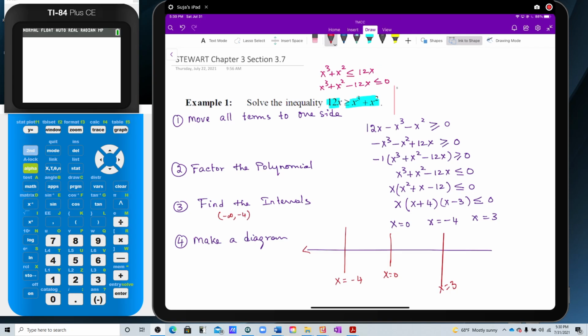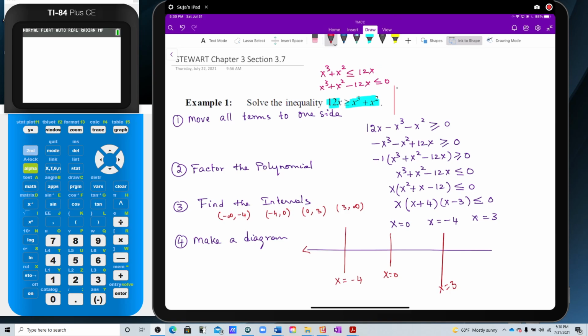So the second interval is from negative 4 to 0. The third interval is from 0 to 3. And the fourth interval is from 3 to infinity. When I say interval, I mean all the numbers from negative infinity to negative 4, or anything in that interval. All the numbers are included if I use this parenthesis. Okay, and that's called writing in interval notation.